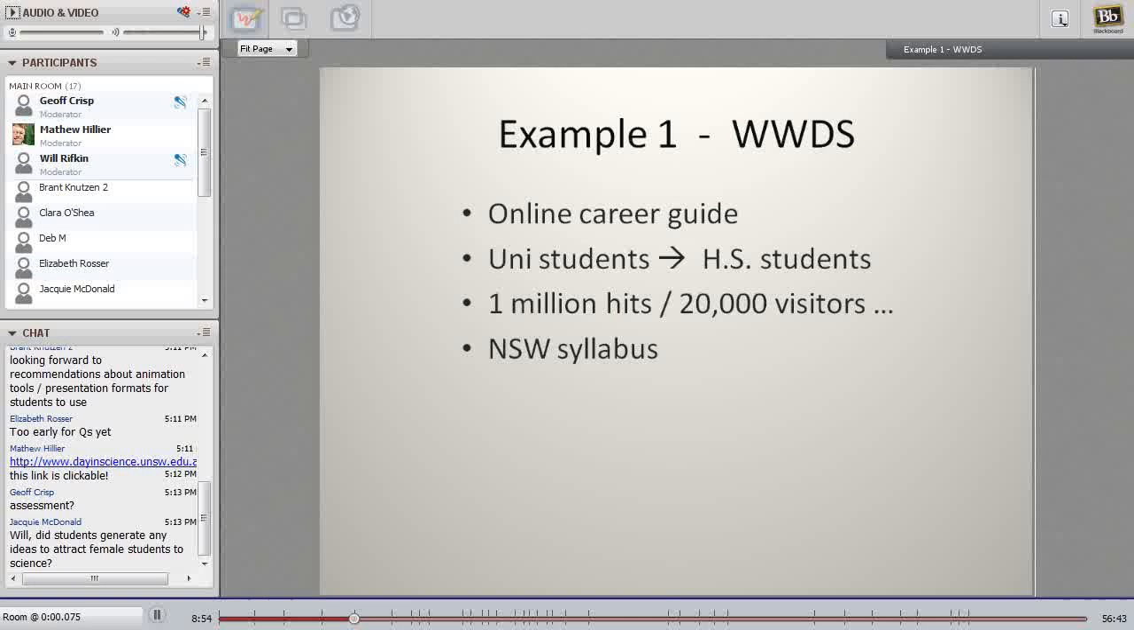Will, there's a couple of comments in the text box. Okay. So I was just wondering whether you had seen those. So Jackie's put in a comment there. Okay. Did it generate ideas to attract female students to science?